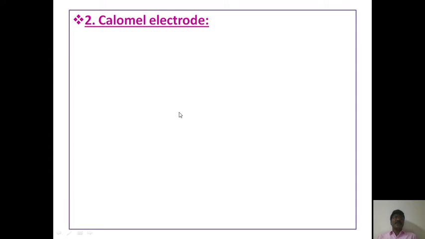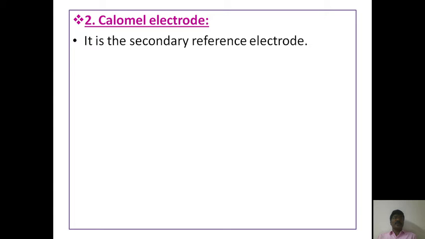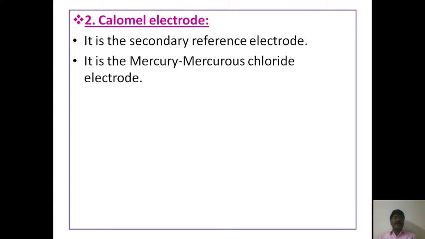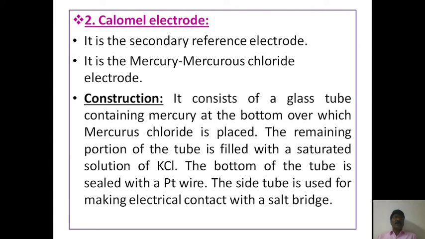Next, second one, calomel electrode. Which category is the calomel electrode? It is the secondary reference electrode. It is the mercurous chloride electrode. Next, how is the calomel electrode constructed?